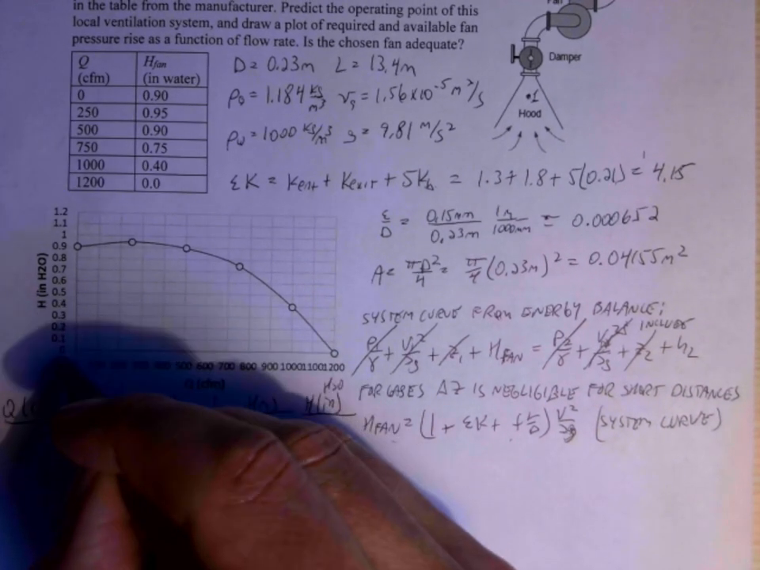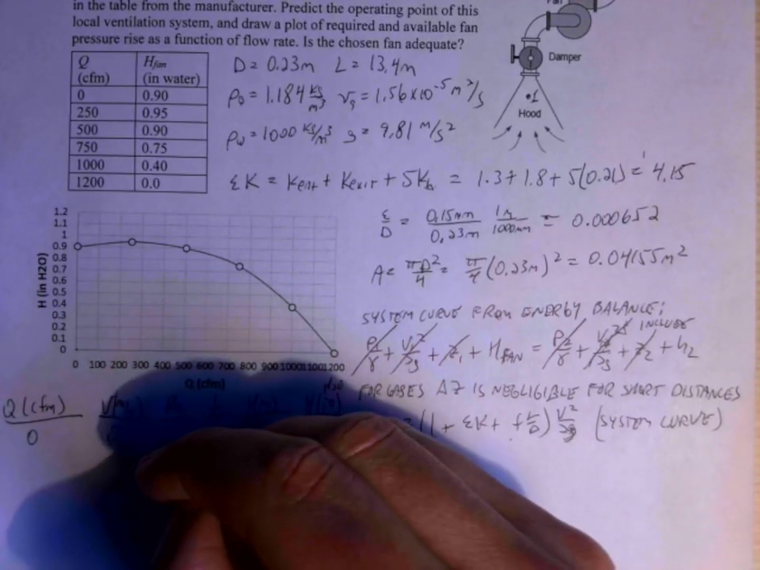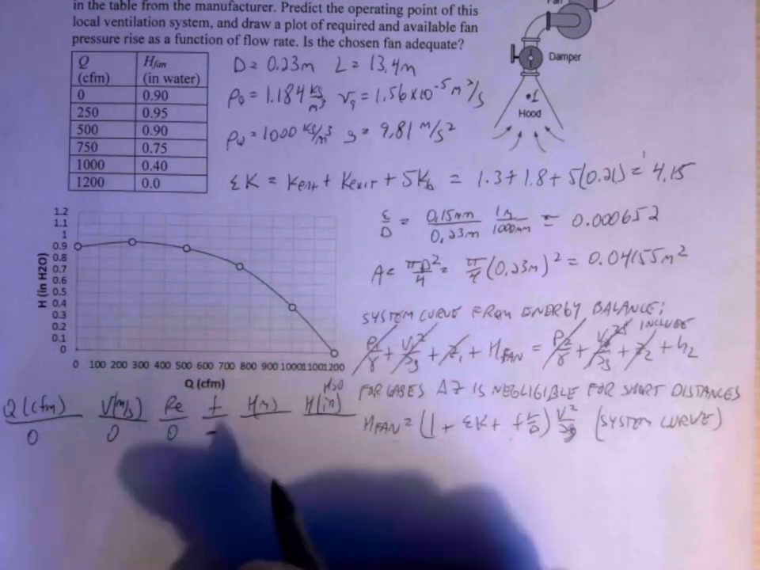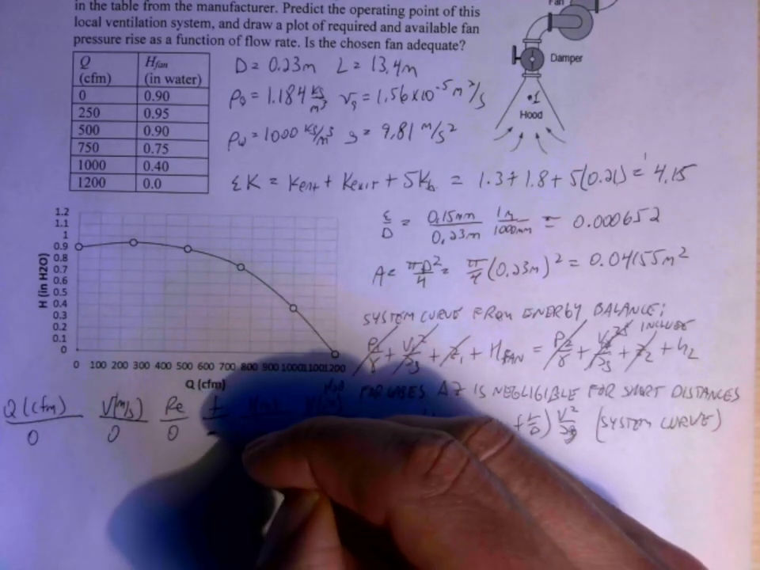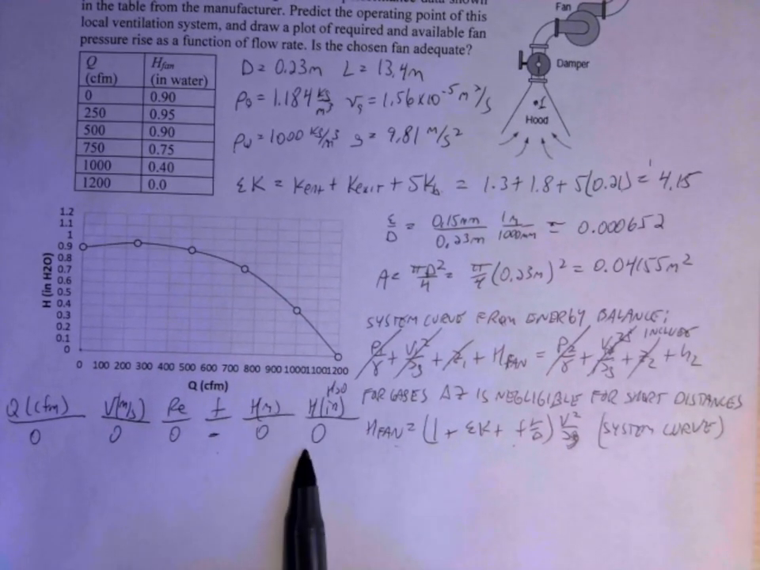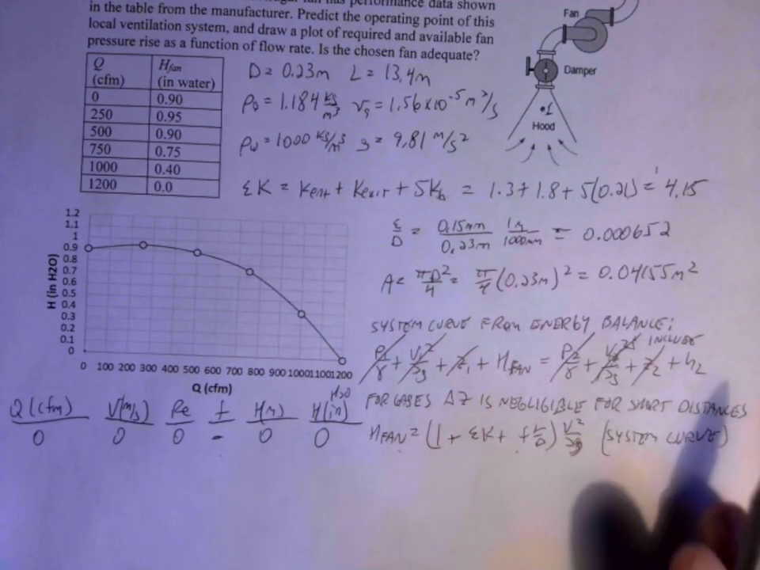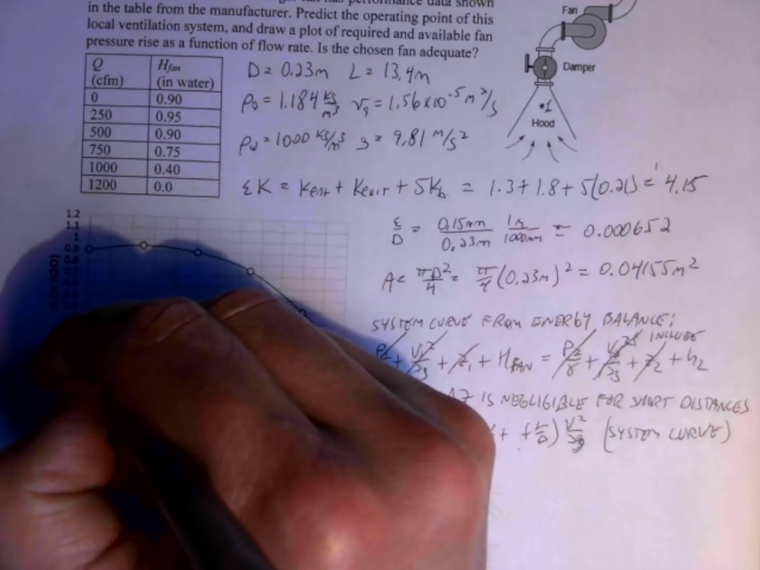Okay, and so the first point, if we look at 0, then the velocity would be 0, the Reynolds number would be 0, friction factor is kind of undefined, the head would be 0, and that's still 0 if you're in inches. Okay, and again, if you put 0 in here, you get H is 0. Okay, so that's our first one.